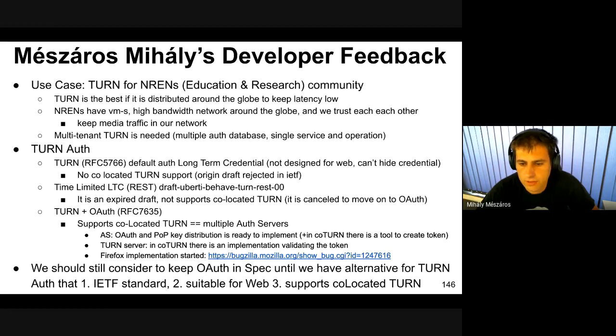And it supports collocated TURN and the collocated TURN service, so we could have multiple authentication databases around the globe and for different communities, for Europe, for I don't know, America and so on. But we could operate a single service. So this is the goal, what we want to achieve. I'm working on Coturn, because I started to use Coturn. I made the last releases. So I'm developing Coturn, and I also started to work on the Firefox side. I have a confirmation from Byron to implement the OAuth stuff in Firefox.